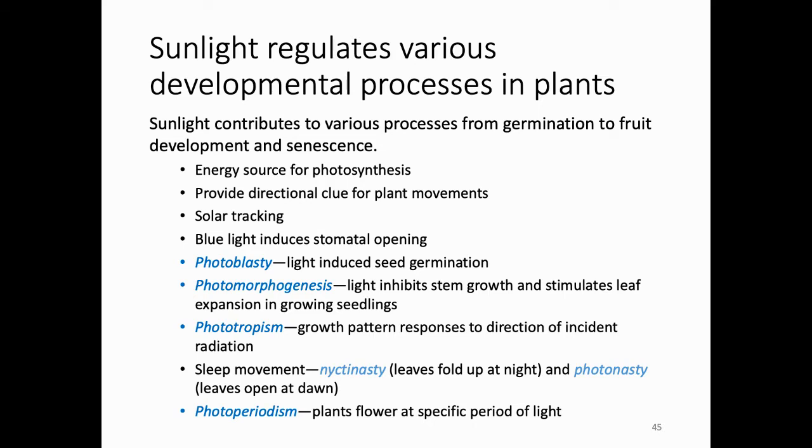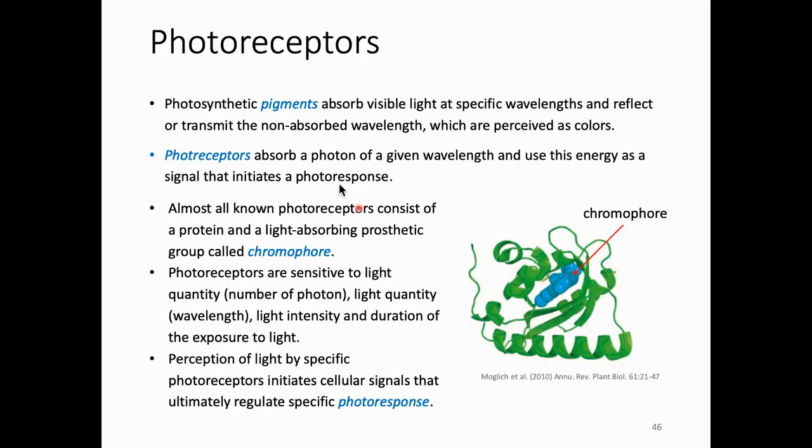Photoperiodism is the process where plants flower only in the season specific to the period or duration of light during the day. So we have talked about blue light that induces stomatal opening, and I have talked about the molecule that receives the blue light, called phototropin. That is one of the photoreceptors. It's different from pigments.